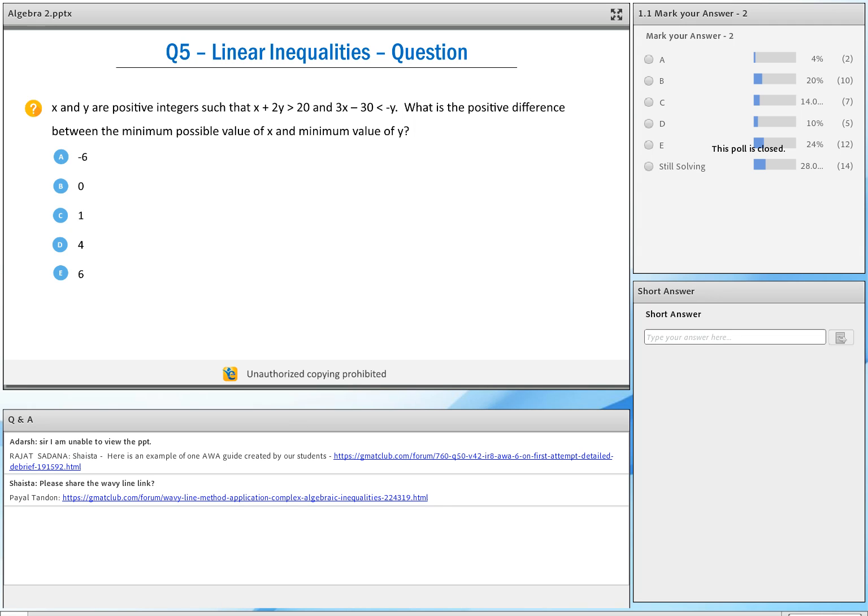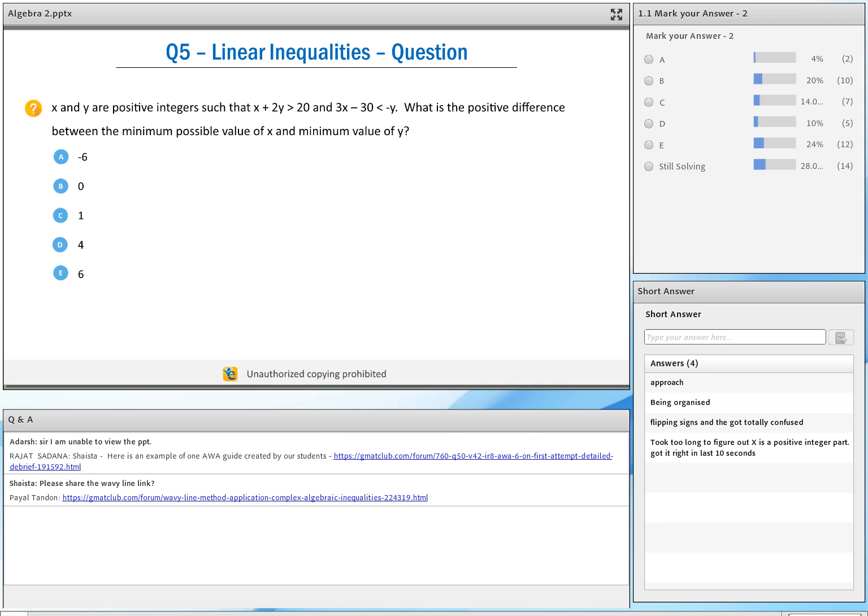So I know that quite a few of you were not able to solve this question. What was so tricky about this question? You guys took quite a lot of time, I think upwards of 4 minutes. What's so tricky about this question? A lot of steps, approach, flipping signs, and that got totally confusing. Okay, so let's go through the solution here. Being organized, absolutely. That is what is required here.